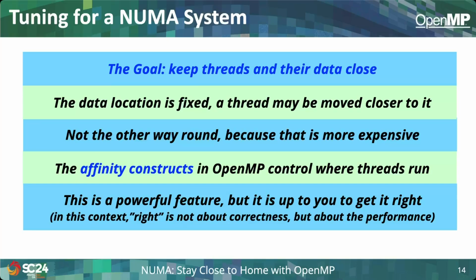The affinity constructs will let you completely control the NUMA behavior of your application. It's a very powerful feature, but you got to get it right. You have to tell the system what to do. And when I say right, I don't talk about correctness. Let that be clear. When you get the right results, NUMA tuning won't change that. The results will still be correct, but the performance could be different. And hopefully you can tweak the settings so that you get better performance.